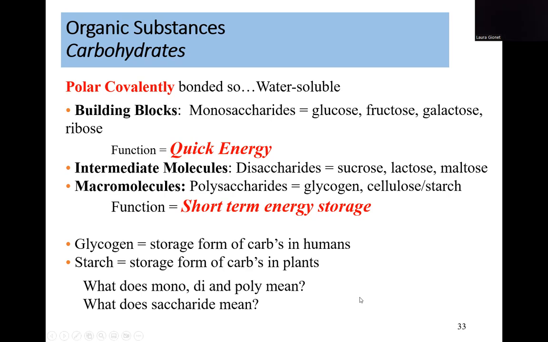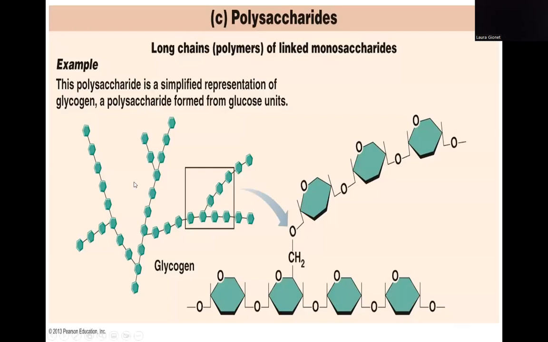Long-term energy storage will be fats. All right, glycogen is the storage form of carbohydrates in humans, and starch is the storage form of carbohydrates in plants. I would be familiar with what mono, di, and poly mean: one, two, or many, and saccharide means sugar. Okay, so this is an example of a polysaccharide. We have a lot of these organized on the cell surfaces. We'll talk about that when we get there. But these are linked chains of these monosaccharides. So you link long strings of them together, and it's a polysaccharide.